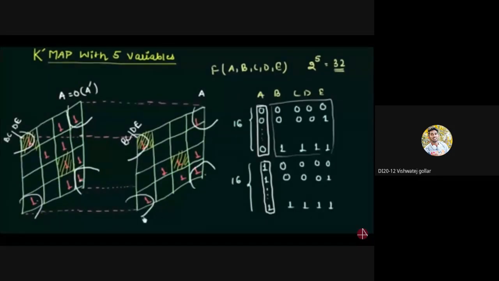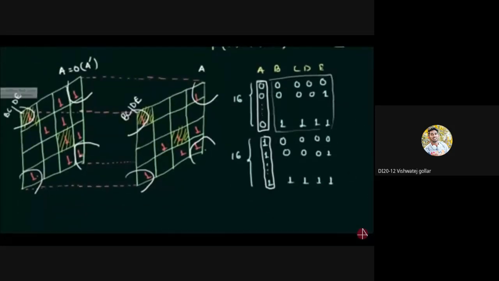This is our first group, and I can write function f for this first group. If I see, A is changing from 0 to 1. Here A is 1, and in this map A is 0. So A is changing from 0 to 1, so A is not written here. Now we will see for B, C, D, E. It's very simple. You can do it like you did in your 4-variable K-map.